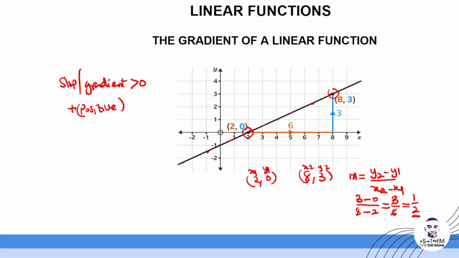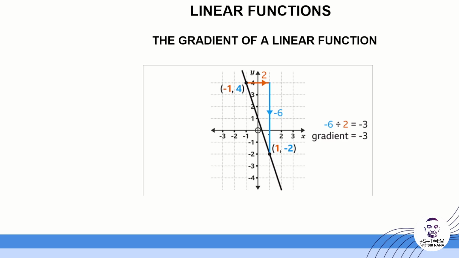So what happens is that the line is strictly increasing. Take note that anytime the gradient is positive, the line is strictly increasing. Now let's look at another example.